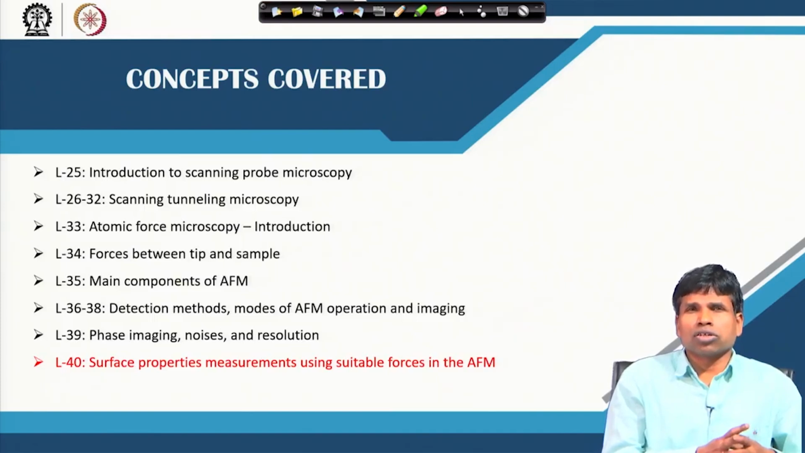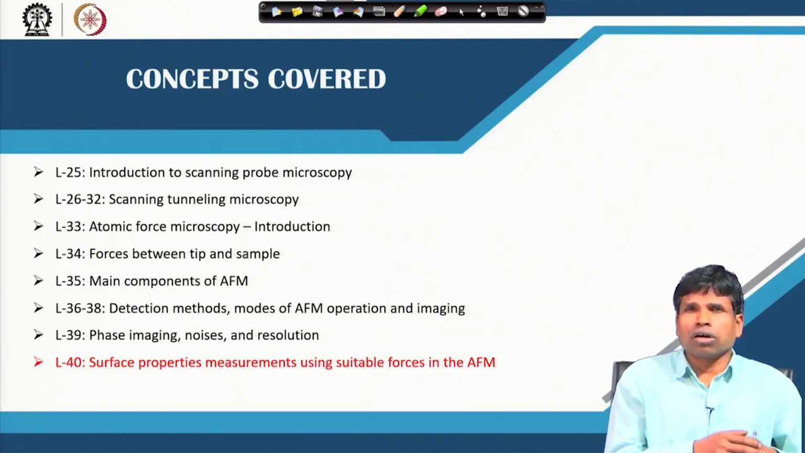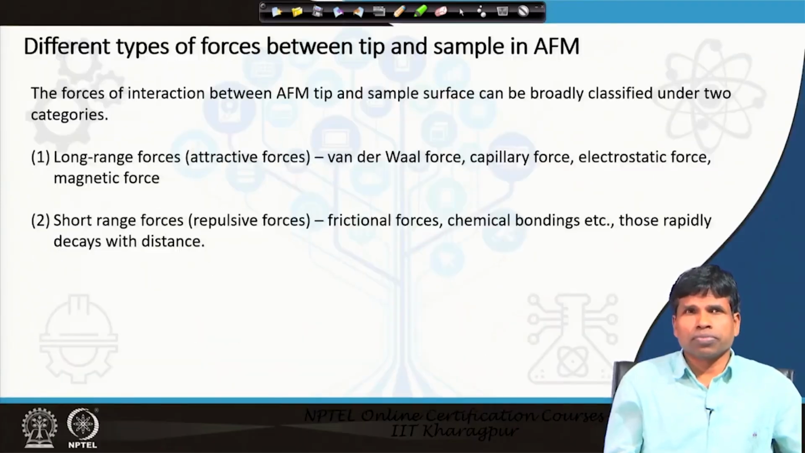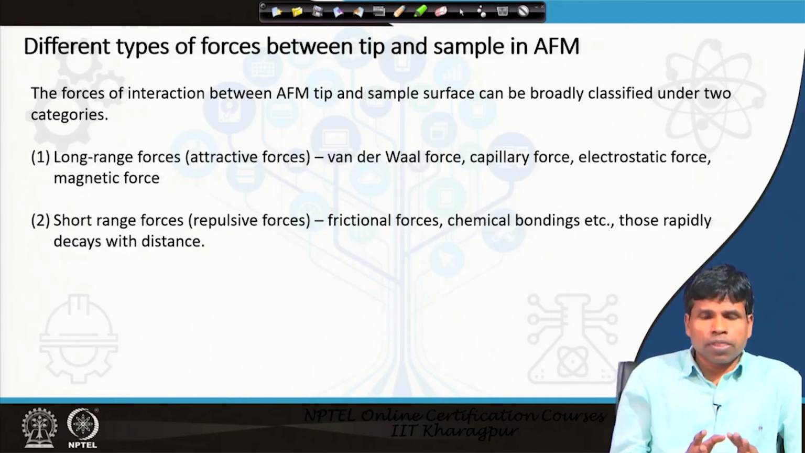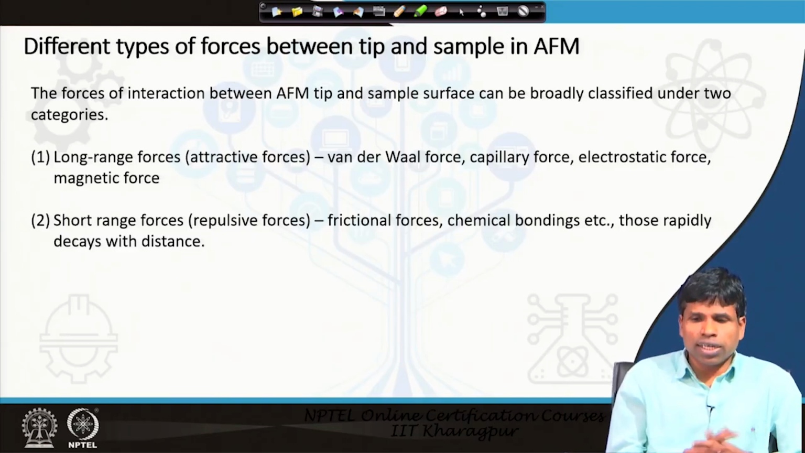Today we will discuss some of the additional properties that can be measured using the atomic force microscope. Several kinds of forces exist on the surface of the sample, and by measuring those forces using an AFM tip, we can measure specific properties of the sample surface. Some of those we will discuss today. As far as the different forces between tip and sample are concerned, we can put those forces into two categories.